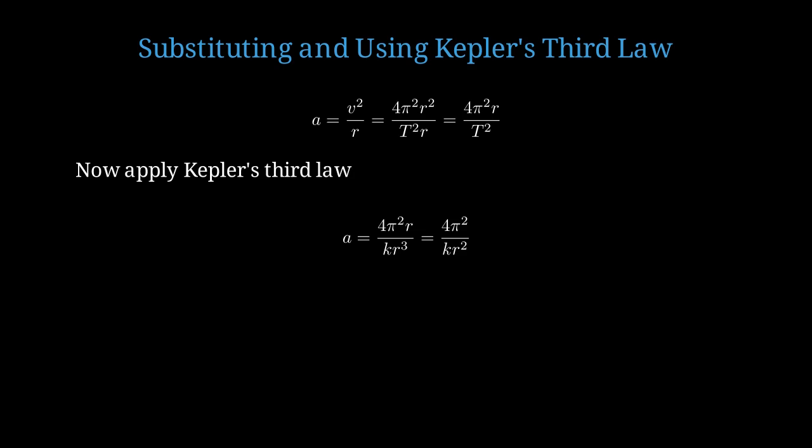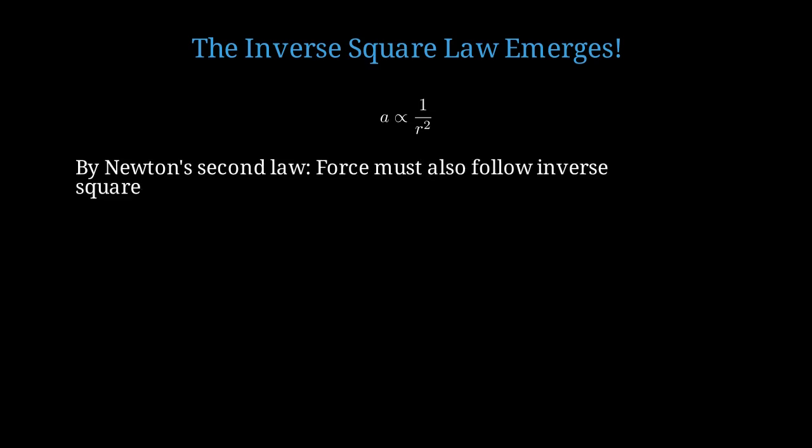Notice what happened. The acceleration is inversely proportional to r squared. This is the crucial discovery. The centripetal acceleration required to keep a planet in orbit decreases as 1 over r squared. This is the inverse square law. Acceleration is proportional to 1 over r squared. By Newton's second law, F equals ma, the force must also be inversely proportional to r squared. This is the gravitational force law.